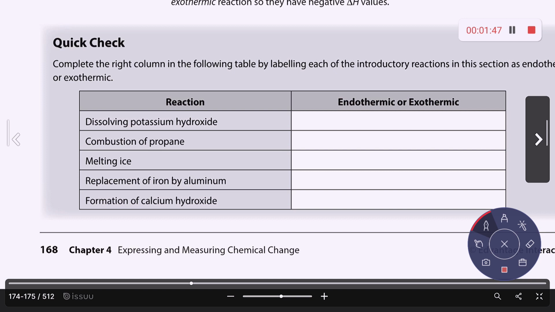Okay, dissolving potassium hydroxide is exo. How about combustion of propane? Exo. Melting ice. Endo. Replacement of iron by aluminum. Exo. And then formation of calcium hydroxide. Exo. Perfect. Let's take a look at the review questions.